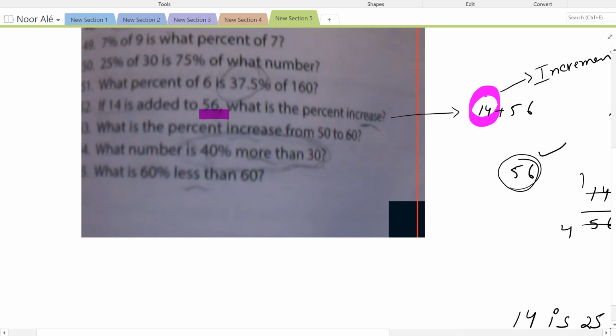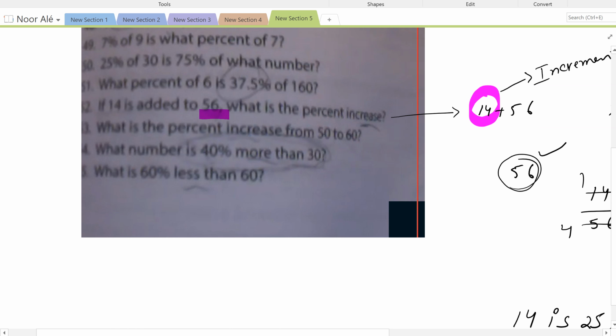Yeah, 56 is a base because you are thinking in the context of the previous value. Previous value was 56 and now the new value is $70. So when you go from 56 to $70, what was the increment? That's what we're interested in. Increment was 14. So we do 14 out of 56.